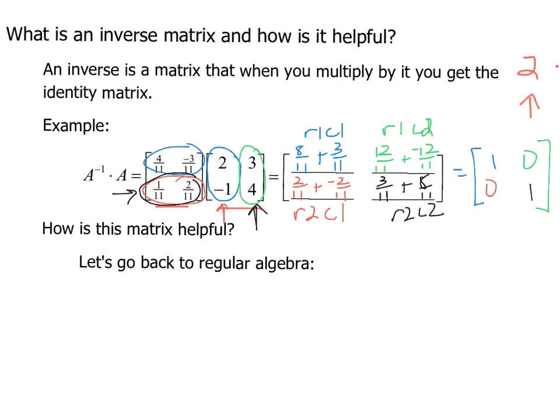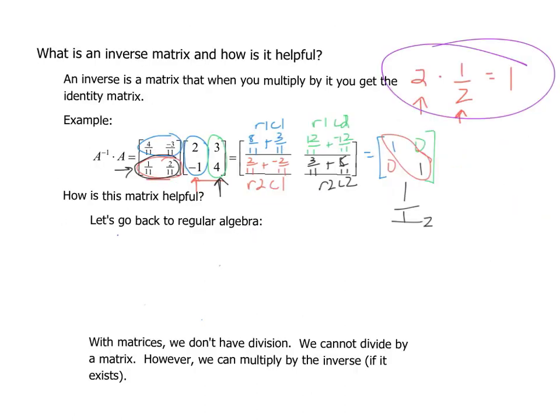These two matrices, when I multiply them together, they give me this identity matrix. We call that I, or I sub 2. Notice we have 1s along the diagonal, 0s everywhere else. So that's a special matrix. How is this matrix helpful?